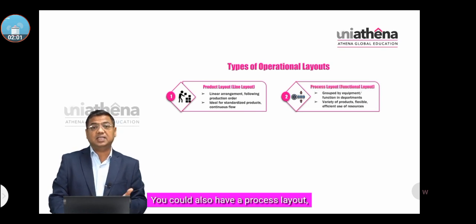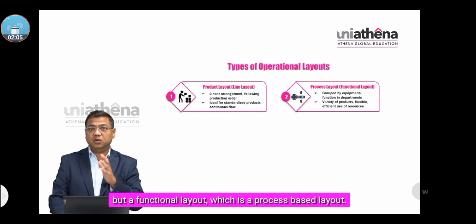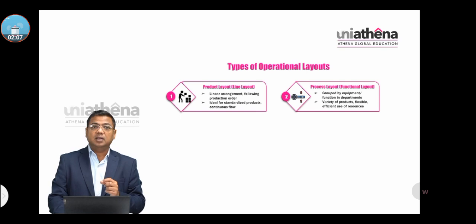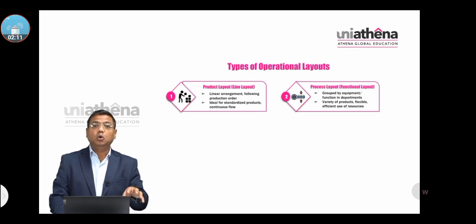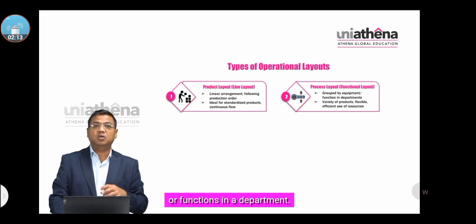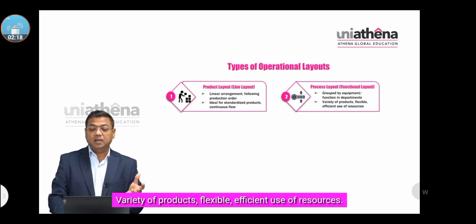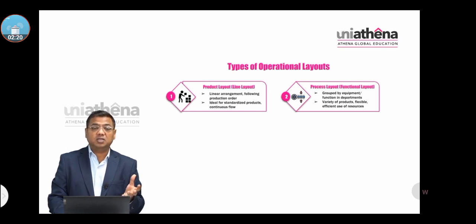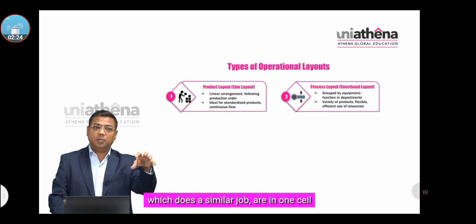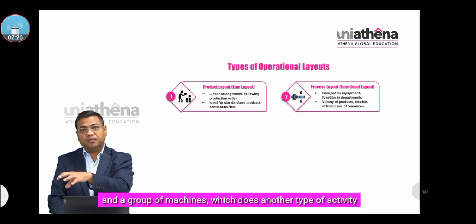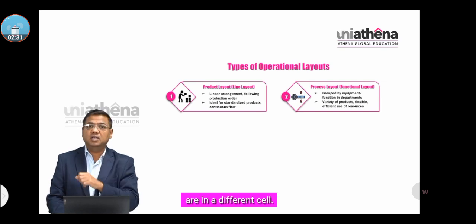You could also have a process layout, which is a functional layout, not a line layout, which is a product layout, but a functional layout, which is process based. Here you will see that the operations are laid out grouped by similar equipment or functions in a department. Variety of products, flexible, efficient use of resources. So a group of machines which does a similar job are in one cell, and a group of machines which does another type of activity are in a different cell.